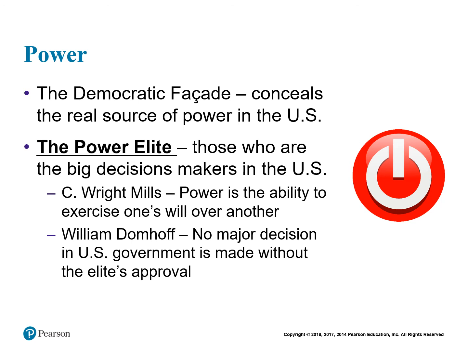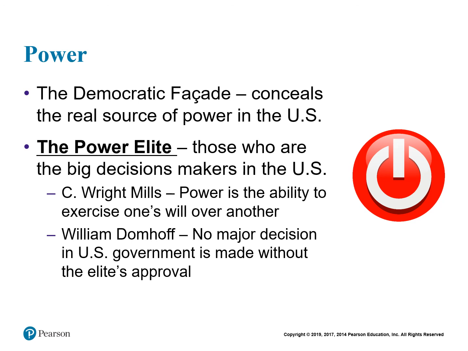According to sociologists Daniel Hellinger and Dennis Judd, there is this democratic facade that conceals the real source of power in the United States. So where is the source of power? This is the power elite that sociologist C. Wright Mills spoke about. He said that power, the ability to exercise one's will over another, is concentrated in the hands of a few. His term, the power elite, refers to those who are the big decision makers in the United States society. This group shares the same ideologies and values, belong to the same social clubs and groups, and reinforces each other's worldview.